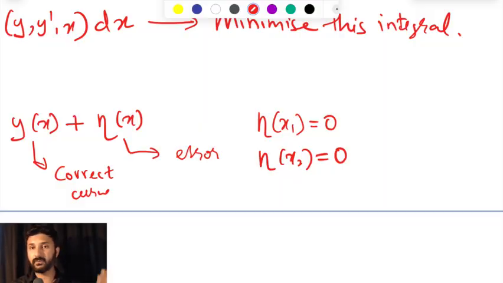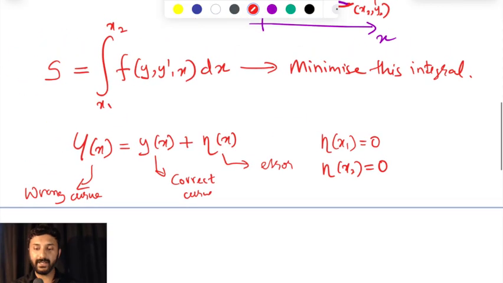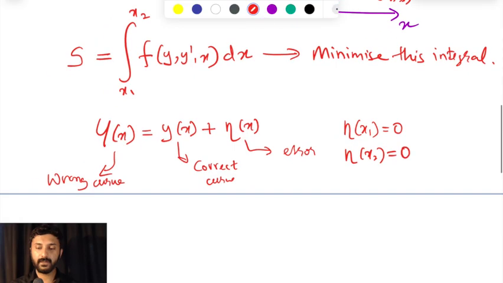Otherwise, you're not talking about a curve that's passing through those 2 points. It's missing those 2 points, right? So even if the wrong curve has to satisfy this condition, it has to pass through the endpoints x1, y1 and x2, y2. In between, it can deviate away from the original or the actual curve that we are after, but at the endpoints it should pass through those endpoints, right?